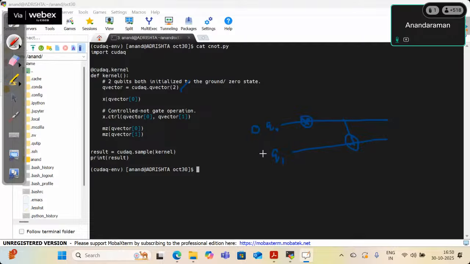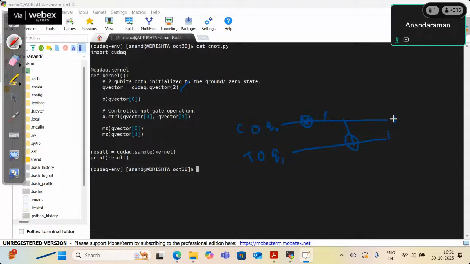So both are 0 at the beginning, because we are not assigning anything. Here the NOT gate makes 0 become 1. This is the control qubit, and this is the target qubit. The control qubit now becomes 1, so it will negate the target, and this 0 will become 1 here. So the output will always be 1 1.